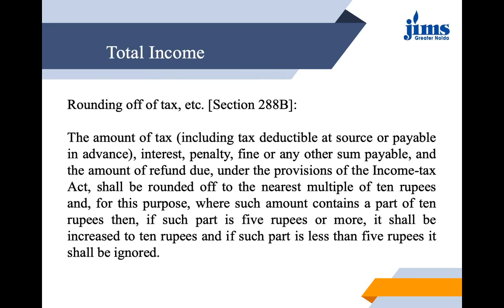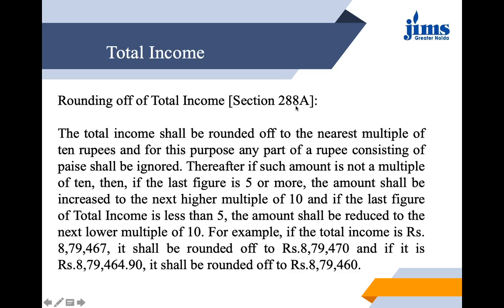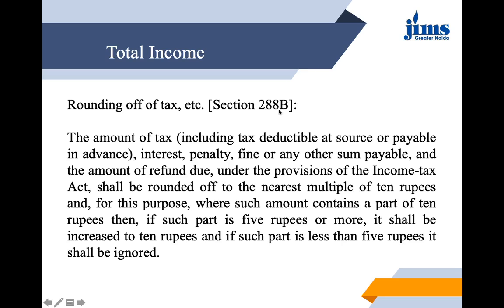The last point for today, how to round off the amount of tax. Let us see the section. In the previous one, you can see that rounding off the total income is defined under section 288A, whereas rounding off of the tax is mentioned in 288B. The amount of tax including tax deductible at source or payable in advance, the interest, penalty, fine, or any other sum which is payable, and the amount of refund due, if we are supposed to get some amount of refund from the tax department under the provisions of Income Tax Act 1961, it shall be rounded off to the nearest multiple of 10 rupees.